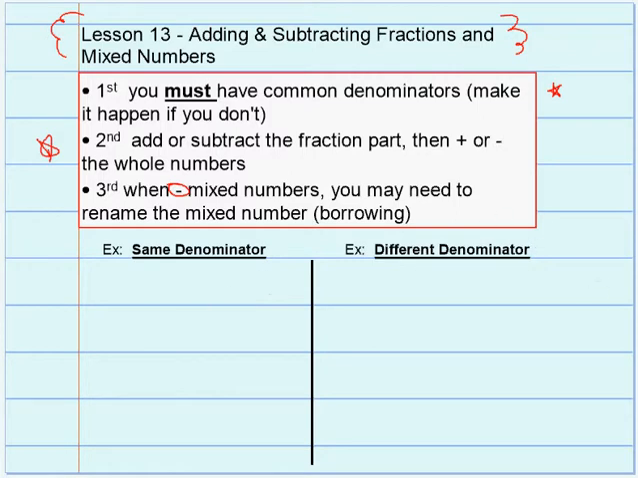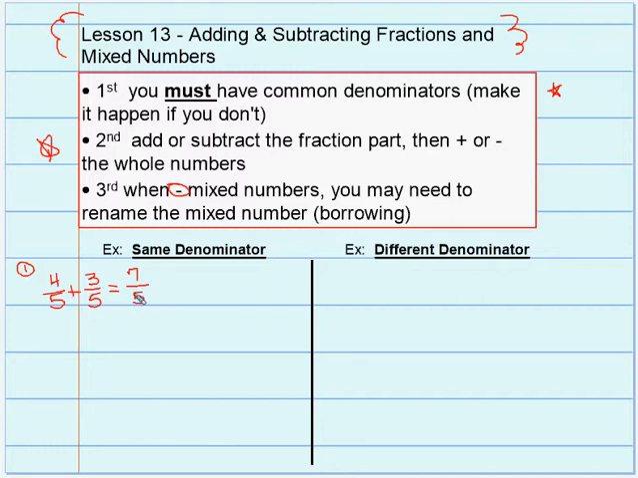So if you have same denominators, I'm going to do a couple examples on each of these. So same denominators, here's an example. You have 4/5 and you're going to add to it 3/5. Denominators are the same, so we leave the denominator alone, add 4 plus 3, and we get 7/5.